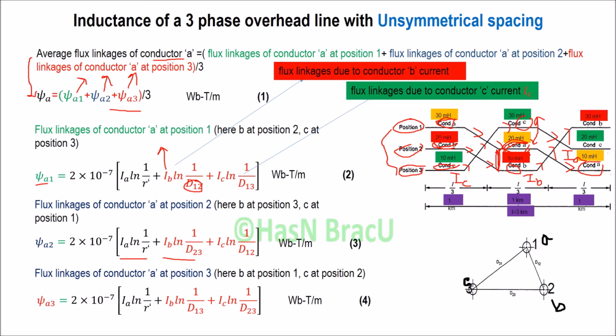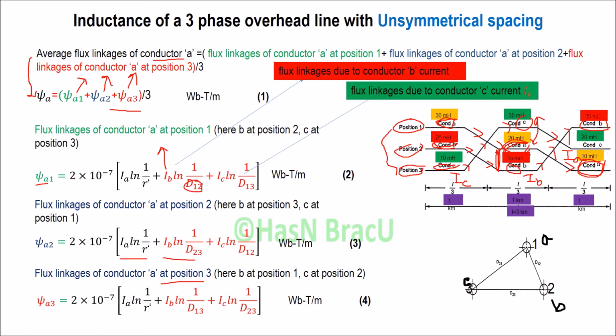Similarly, the flux linkages of conductor A, when it is at position 3, that time conductor B is at position 1 and conductor C is at position 3. So the equation will be psi A3 equal to 2 into 10 to the power minus 7 IA ln of 1 divided by r prime IB.